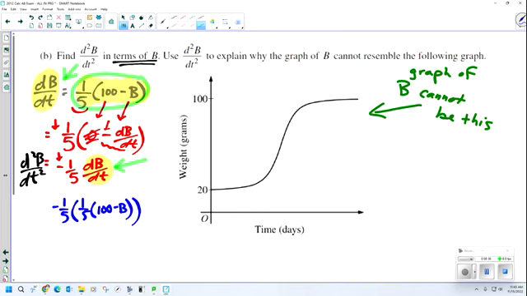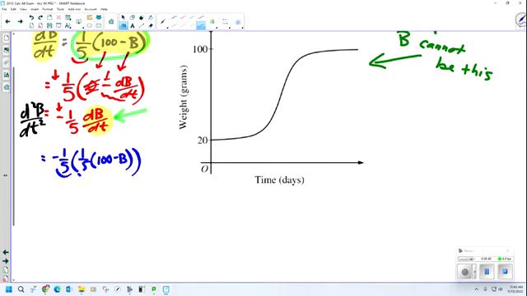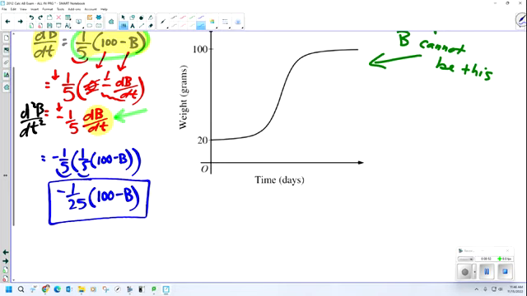Now, I can get all sorts of crazy, but the only thing I'm going to do to simplify this is just multiply these two together. I got negative 1 over 25 times 100 minus B. Okay, this is my second derivative right here, simplified. I could distribute that negative 1/25 into the parentheses, but let's not get too crazy. Now, second derivative, in terms of this graph, is concavity, right?